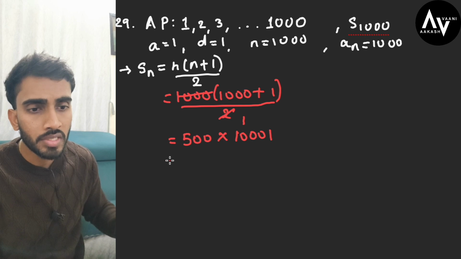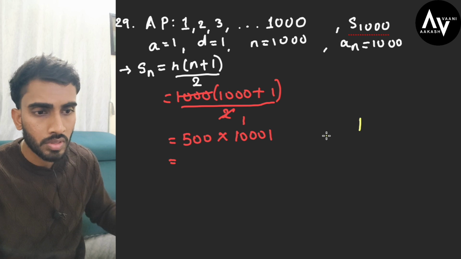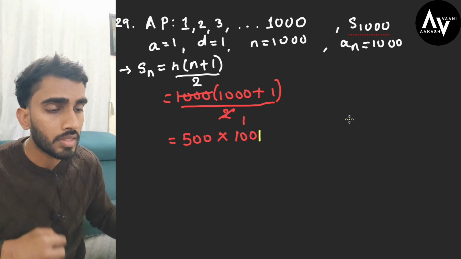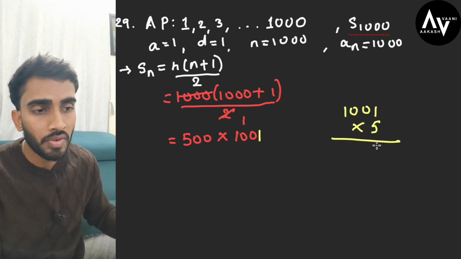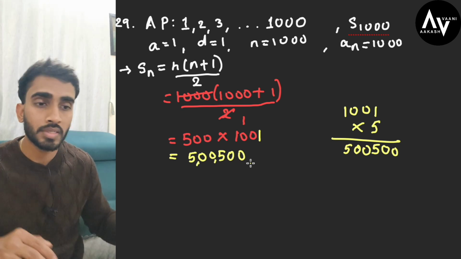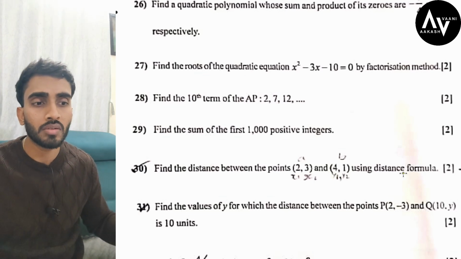gives us 1001. So let us just multiply these two numbers. Sorry, here I have put one extra 0, so this will become 1001. Yes, so let us multiply 1001 by 5 first. 5 ones are 5, 5 0 0, 5 0 0 and 5 ones are 5, and then we will put these 2 0s back in the end. So this becomes 5 0 5 0 0, that is 500500. Find the distance between the points 2, 3 and 4, 1 using distance formula.